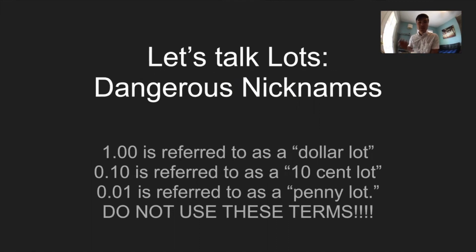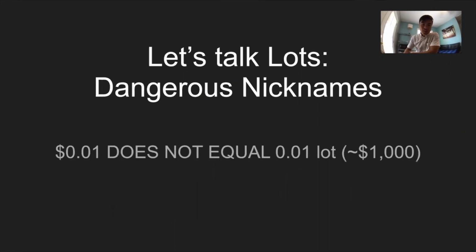All right, so there are some dangerous nicknames that are thrown around a lot. The standard lot, 1.00, is often referred to as a dollar lot. It's not worth $1. In fact, it's worth closer to $100,000. We have the mini lot referred to as a 10-cent lot. It's not worth 10 cents. It's actually worth closer to $10,000. Then we have the micro lot, commonly referred to as a penny lot, which is actually worth closer to $1,000. So let's just get this out of the way. Never use these terms. You'll thank me in the future. Again, 1 cent does not equal 1 micro. 1 micro is worth closer to $1,000.